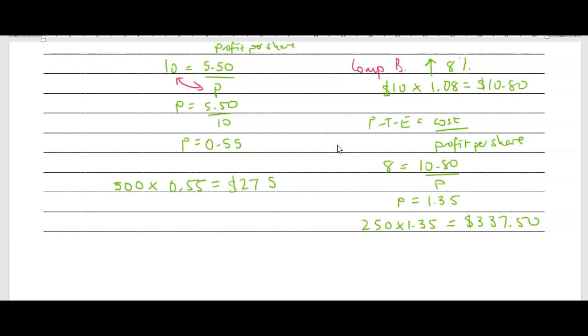So complicated. So the total profit is adding the two together. So that was from company B plus company A, which I got here. And we get $612.50. And I'm going to check my answer just to see how we go.